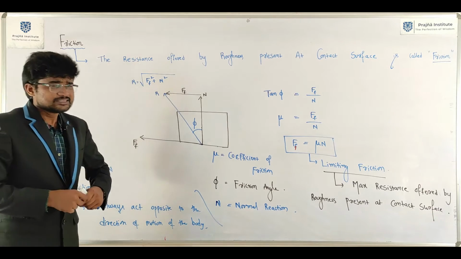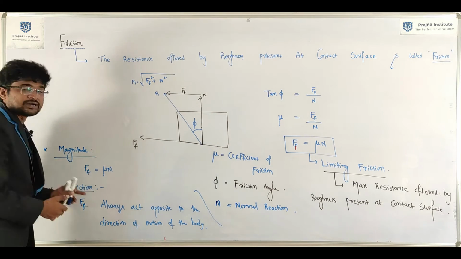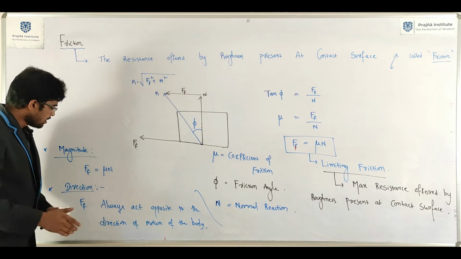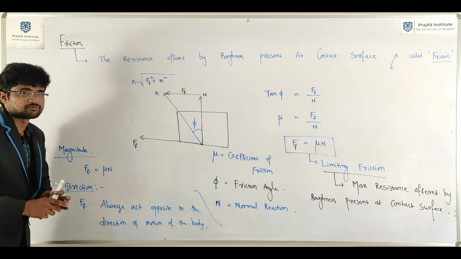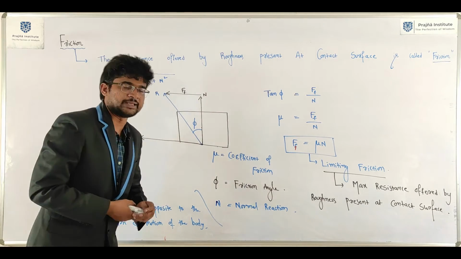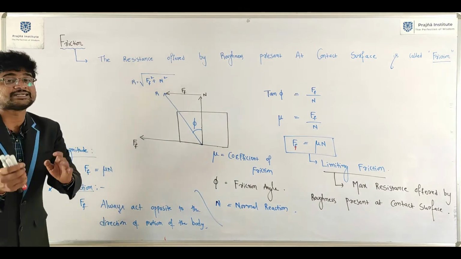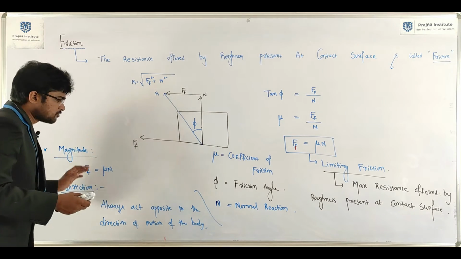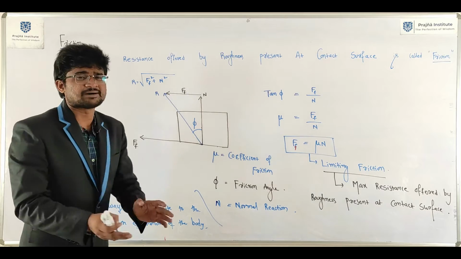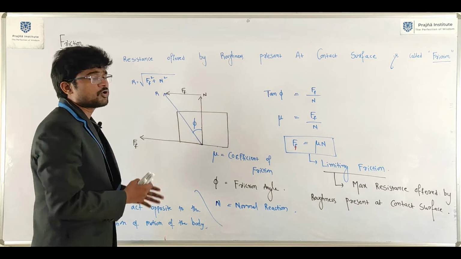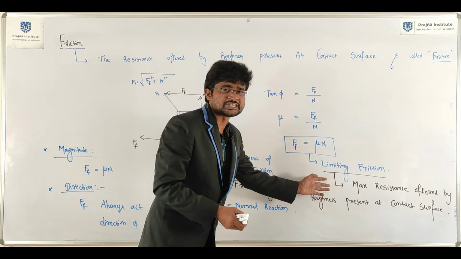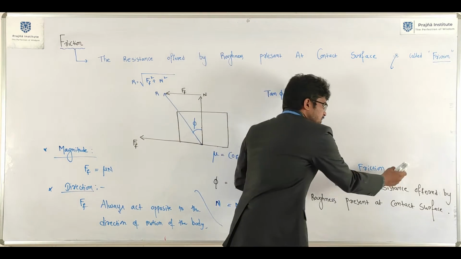Force is a vector, so it has both magnitude and direction. The magnitude of the frictional force equals mu N. The direction of the frictional force is that it always acts opposite to the direction of motion of the body. These two things are very important to incorporate frictional force in a free body diagram. This is all about the introduction to friction: the definition of friction and what is meant by limiting friction.